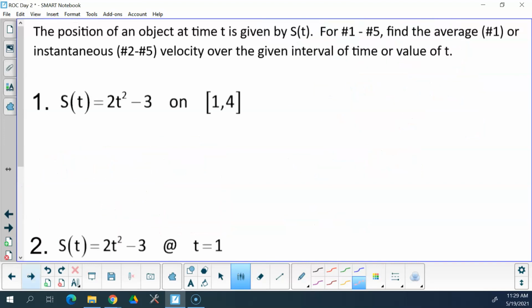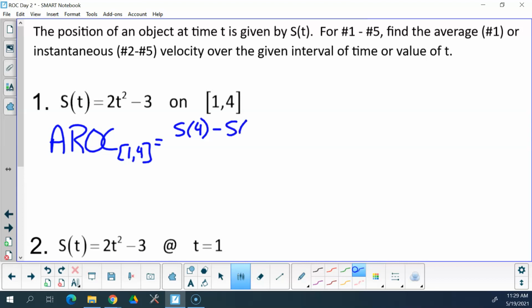Okay, we're going to do some, I promise. So let's do this one where in the first one, let's find the AROC, like we did yesterday. And then same function, we'll find the IROC at a different location. Then I think you'll see what transpires. So the AROC from 1 to 4 is going to be S of 4 minus S of 1 all over 4 minus 1. Everybody agree with that?